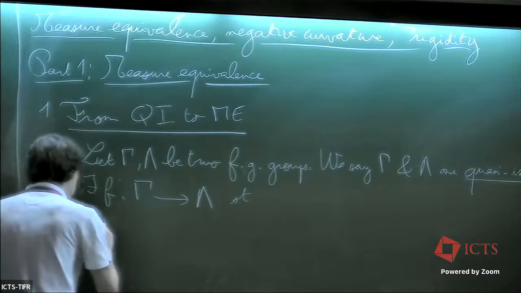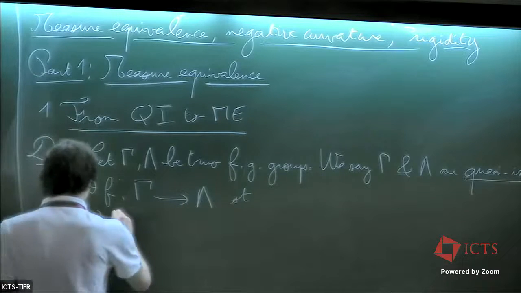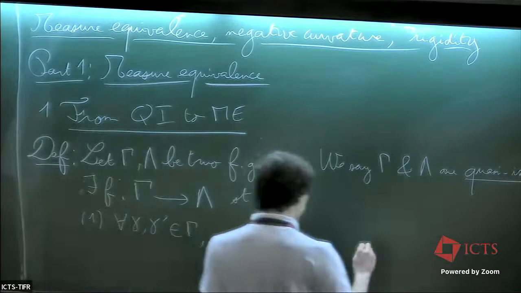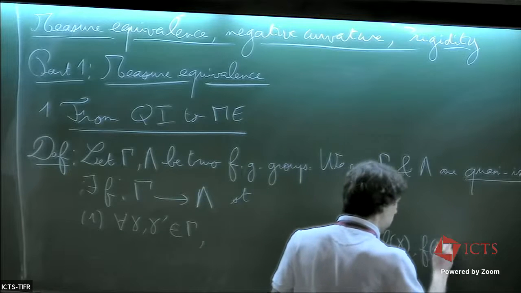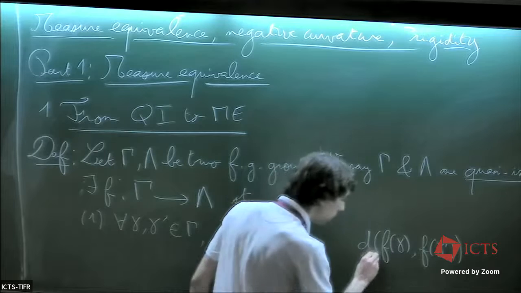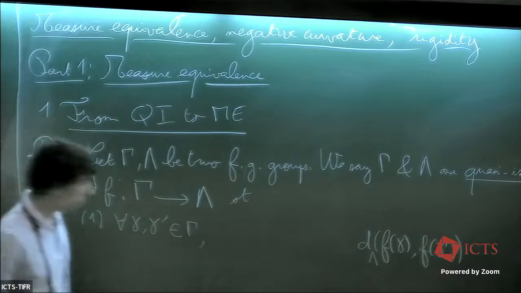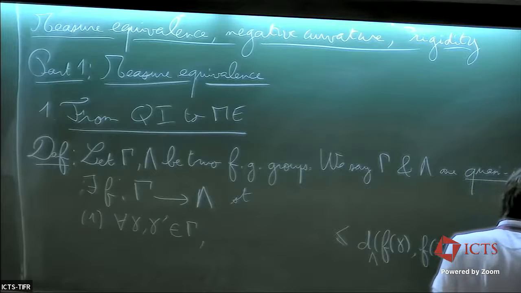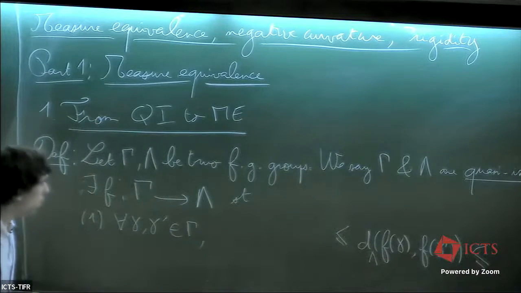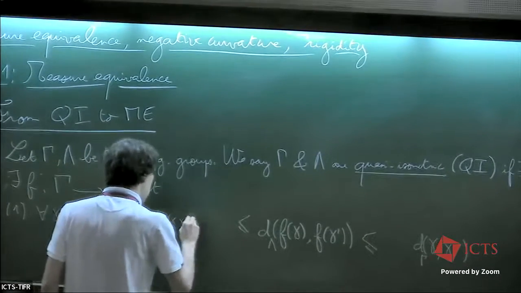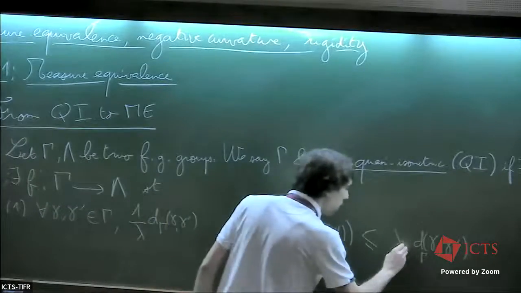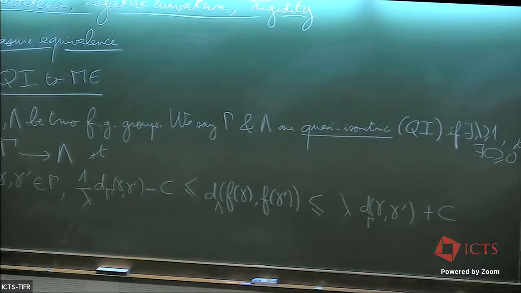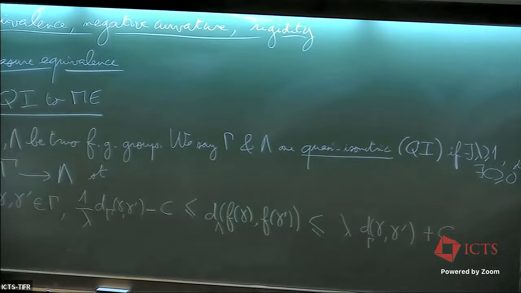such that, first, you want F to be a quasi-isometric embedding, which means that if you take any two elements gamma and gamma prime in the group Gamma, you want the distance between F of gamma and F of gamma prime, so this is the distance in Lambda equipped with its word metric, to be controlled from below and from above by the distance between gamma and gamma prime in Gamma, equipped again with its word metric, up to a multiplicative error and an additive error. So this is saying that F is a quasi-isometric embedding from Gamma to Lambda.